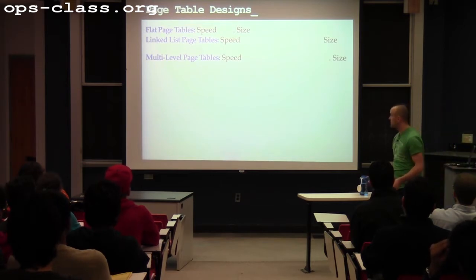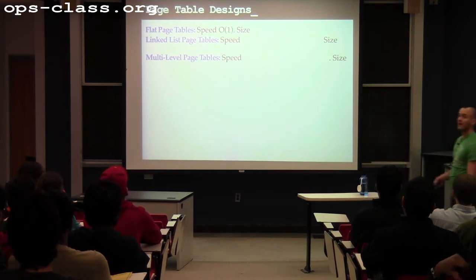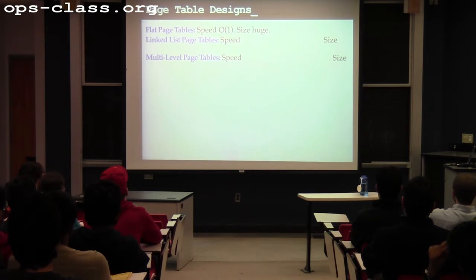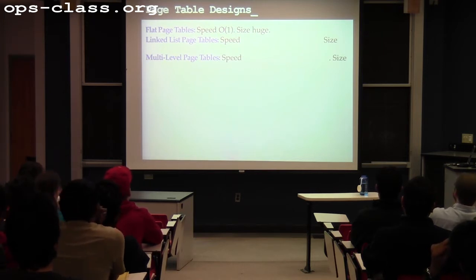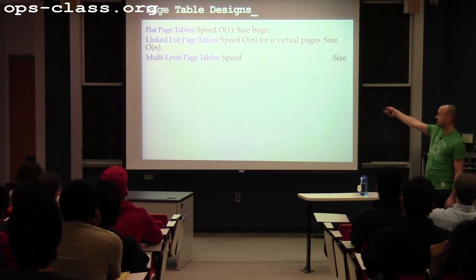So the flat page tables, how fast are these? Oh, 1, right? Just a single lookup. How big are they? They're bad, they're very, very big, right? What about the linked list page tables? How long would it take me to look up an entry in one of these? N for n virtual pages, right? How big are they? They're good. They're N. They grow with the number of pages. That's good. So these are too big, these are too slow.